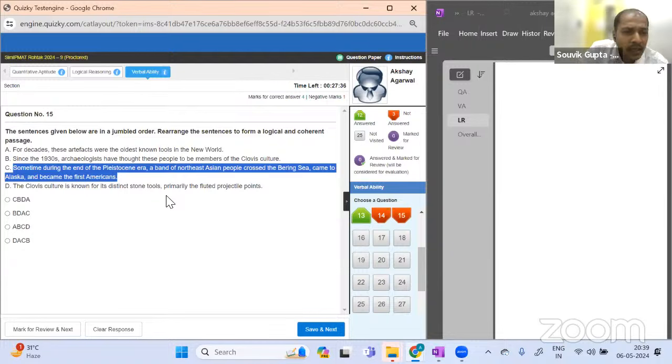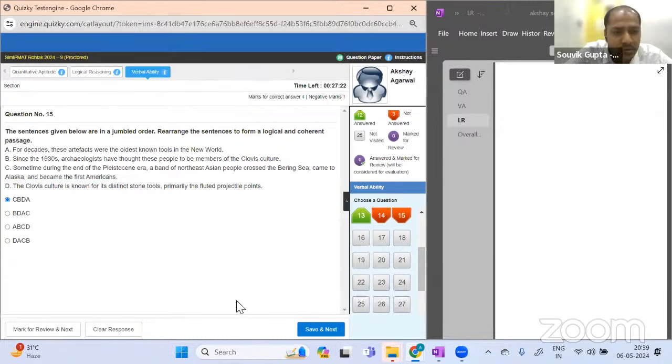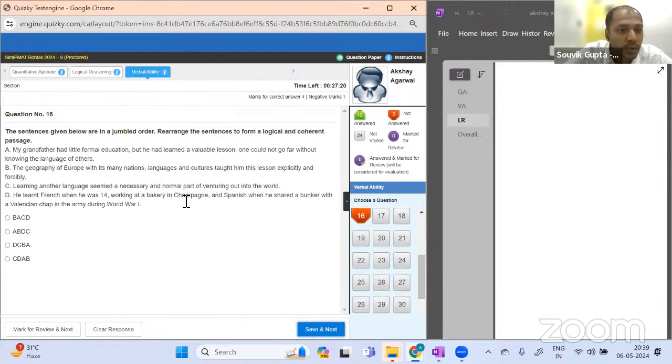C, B, D, A is the logical order. Sometime during this session, they became the first Americans since the 30s. They were considered to be members of the Clovis culture. Then details of Clovis culture and ending with A. It's option A. Oof, I realize I'm a little rusty here.